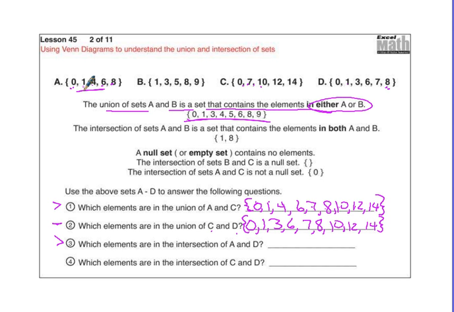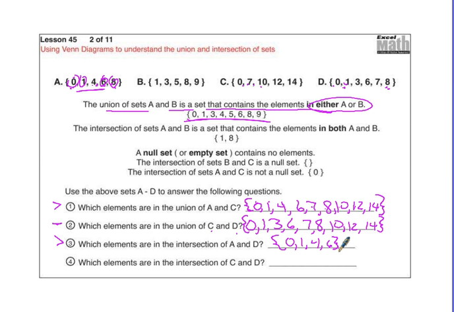So A and D. I see a 0. I see a 1. There's no 4 in the other set. There is a 6. So 0, 1, 6, and there's an 8. So that's got quite a few. 0, 1, 4, and 6. All those numbers are in both sets.